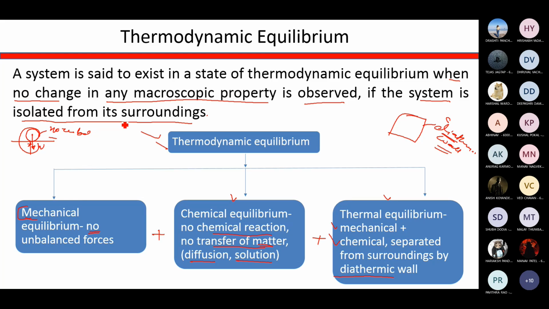So in the case of mechanical equilibrium, there are no unbalanced forces. In the case of chemical equilibrium, there are no chemical reactions taking place, and no transfer of matter is taking place. And in the case of thermal equilibrium, there is no heat transfer happening, right? So if you meet all these three criteria, then your system is in thermodynamic equilibrium. Clear?